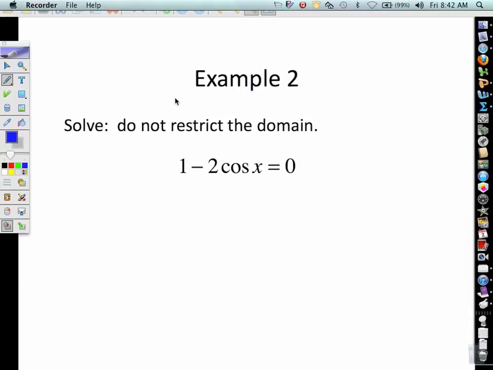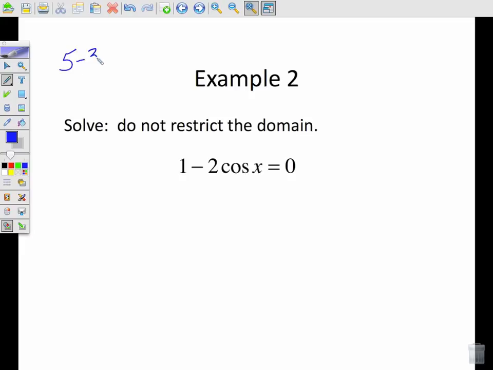This is a continuation of section 5.3, and we are going to continue to solve equations. At this point in time, though, when we solve equations, we are going to be solving them for all solutions, not restricting them just in the interval of 0 to 2 pi. All right, well, you're going to just do your inverse operations, so let's subtract the 1, and then divide by -2.